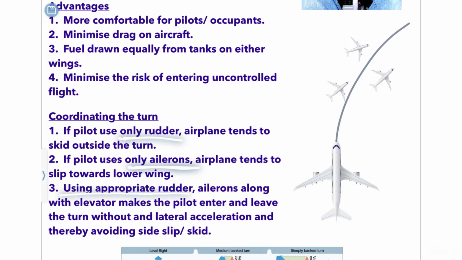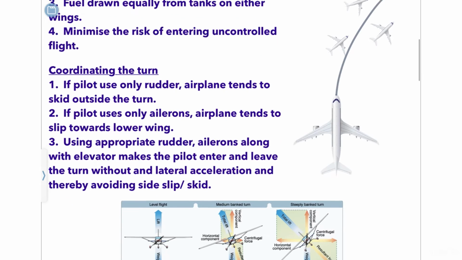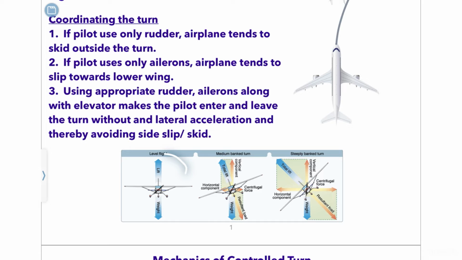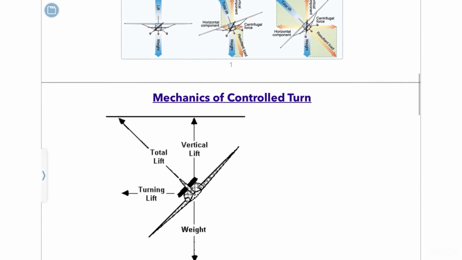Using appropriate rudder and ailerons along with the elevator to adjust the lift, the pilot enters and leaves the turn without any lateral acceleration, thereby avoiding side slip or skid. I hope you understood this part. This is the theory part, and this is the figure. As you can see, in level flight the lift and weight are equal. There is no turn. As the aircraft gets into the turn, the banking changes the components. So we'll be discussing the mechanics of the coordinated turn now.